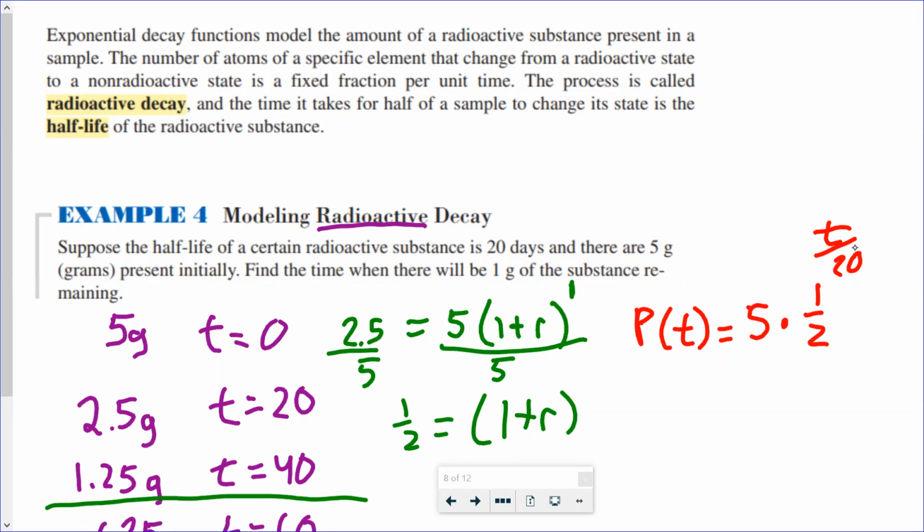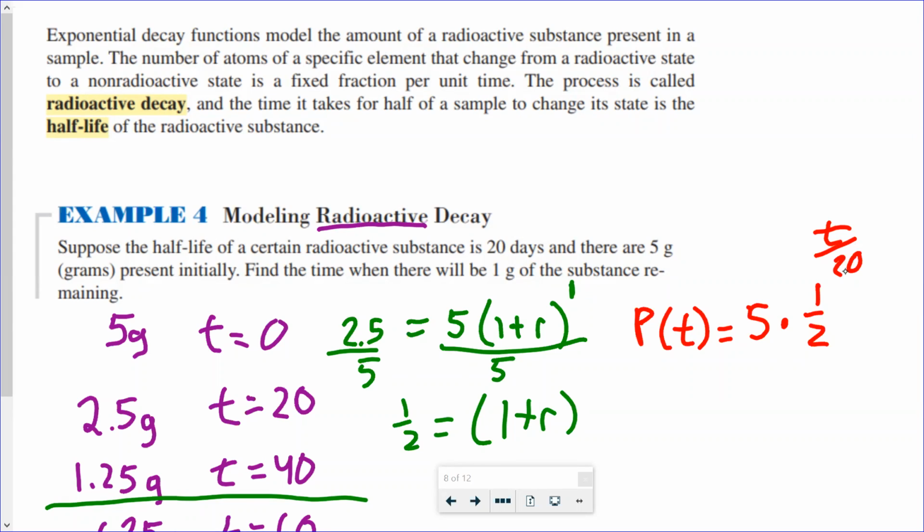And so for each day that I plug in, on day 10, that's going to be half of the first half-life. If I go to day 20, then that should be 1 half-life. If I do 30, that should be 1.5 half-lives.